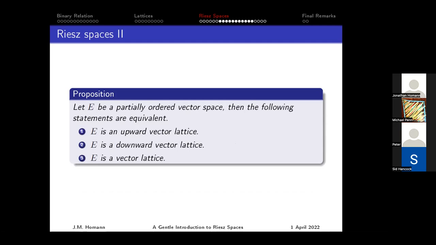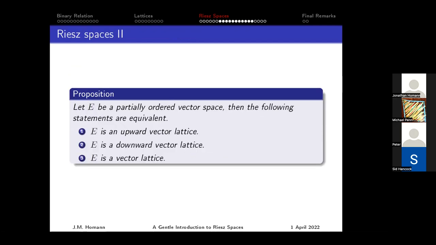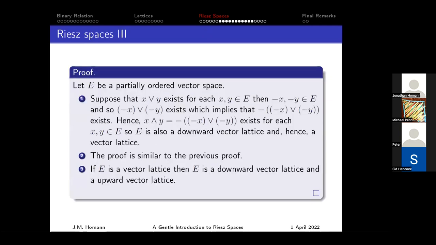So now, using this result over here, we're going to show that if E is an upward vector lattice, then E is a downward vector lattice, and so E is a vector lattice. And if E is a downward vector lattice, then E is an upward vector lattice, and so E is a vector lattice. So in other words, if E is a partially ordered vector space, then these statements are equivalent: E is an upward vector lattice, E is a downward vector lattice, and E is a vector lattice.